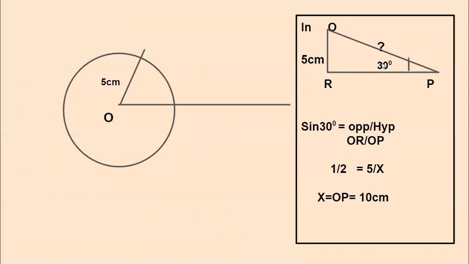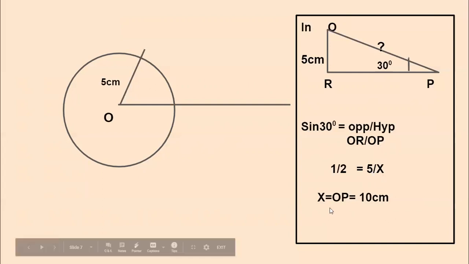So the angle is given and the opposite side is given. OP we have to know to construct this triangle. So we have to find out OP, that is the hypotenuse. As we know, sine theta is nothing but opposite by hypotenuse, that is OR by OP. Sine 30 is half, OR is 5, and OP we take as X. So we find the X value, that is 5 into 2, that is 10 centimeters.